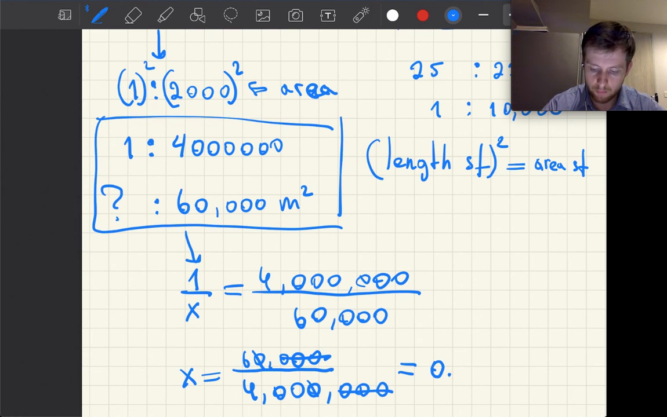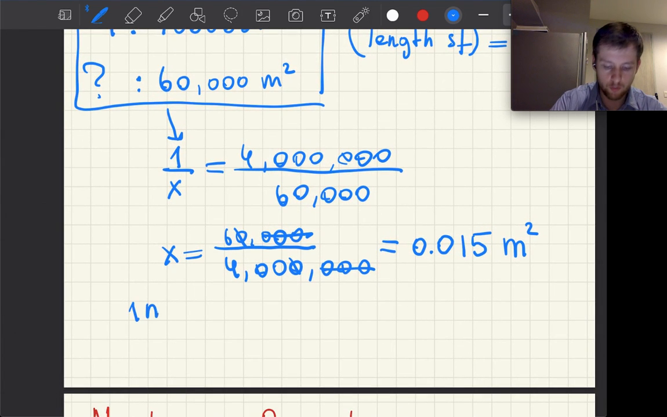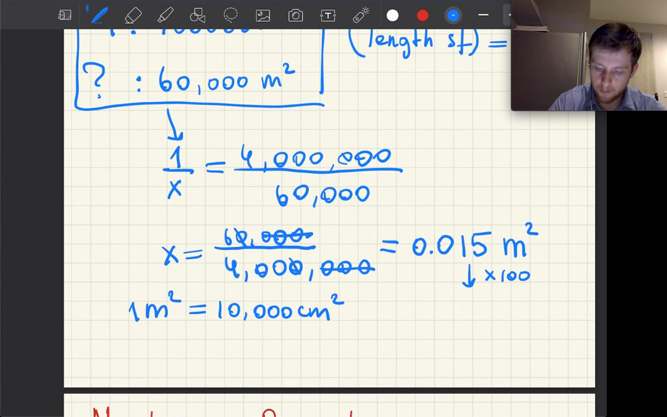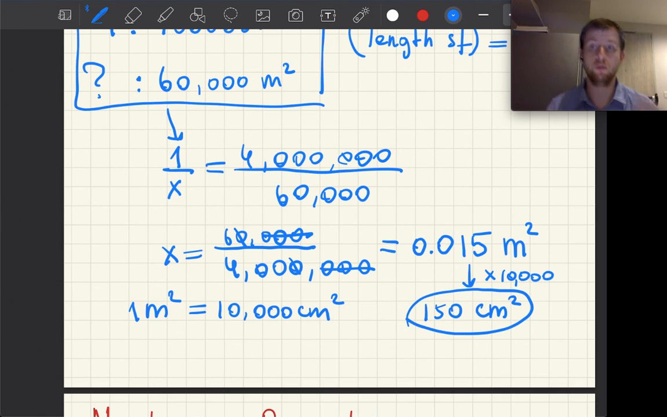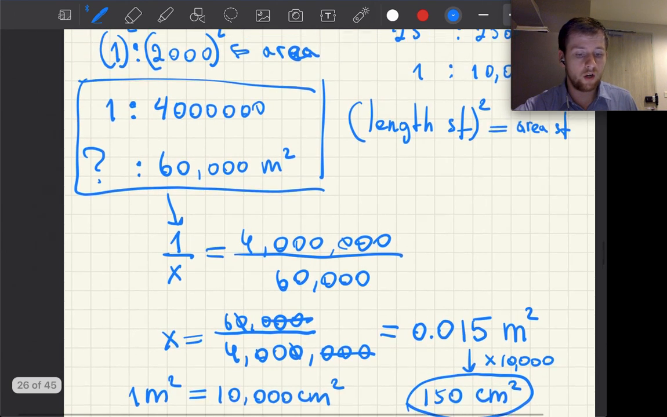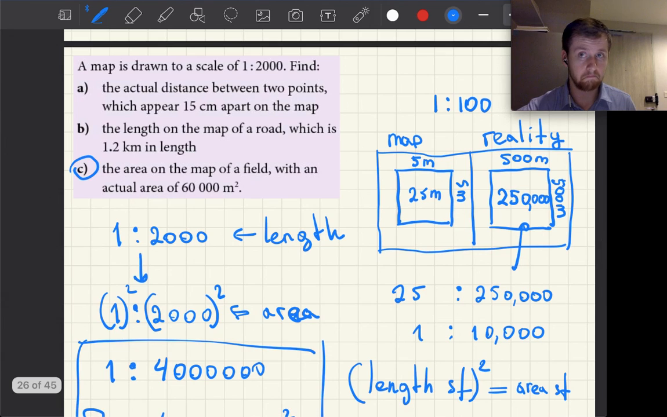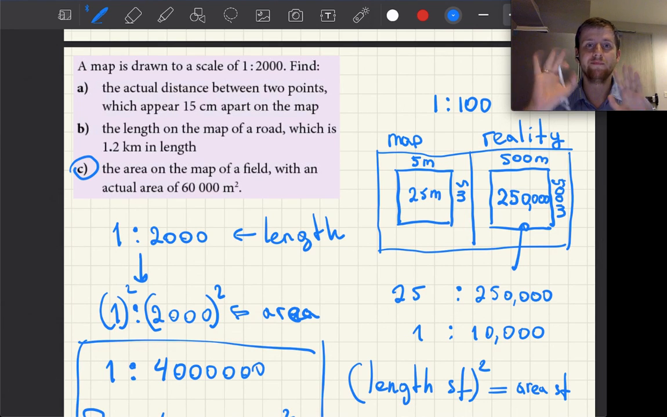That becomes 0.015 meters squared. So this would be an appropriate answer, but if you want, you can convert this to centimeters. So 1 meter squared equals 10,000 centimeters squared. You can convert this area to centimeters by multiplying it by 10,000. This would be equal to 150 centimeters squared. So this would be a good looking answer. Okay, that's it for this part. Quite an interesting topic, I would say. Well, anyways, see you guys next time. Have a good day.